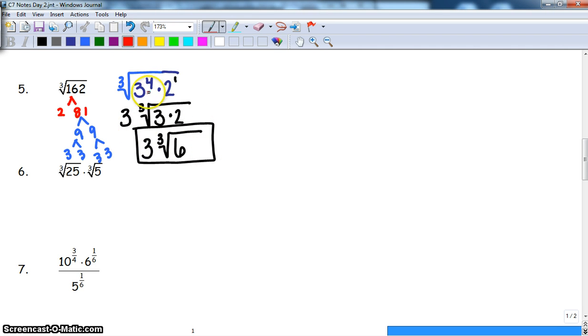If you don't want to rewrite it with the exponents, you can also just do a normal factor tree, and remember you need 3 to come out, or a group of 3 in order for 1 to come out. So you have 1, 2, 3, and these guys are left over. So the 2 times 3 is your 6, and your 3 comes out.